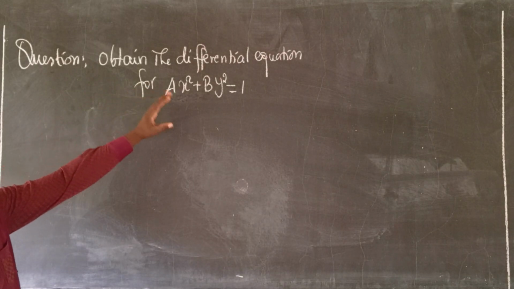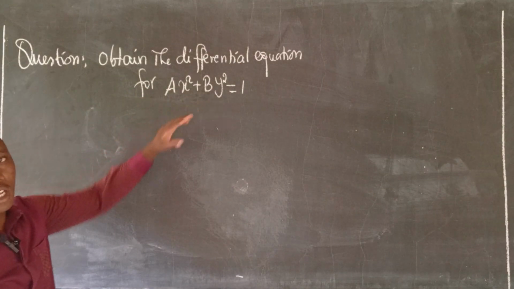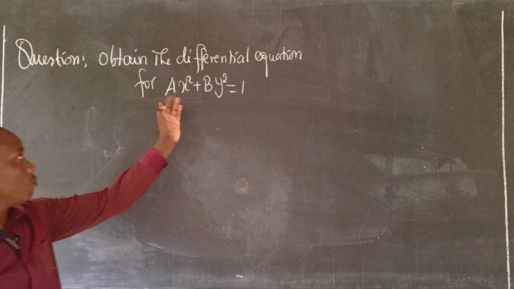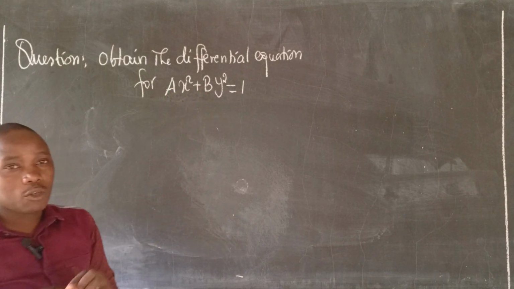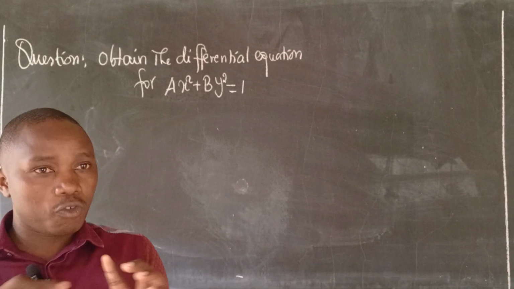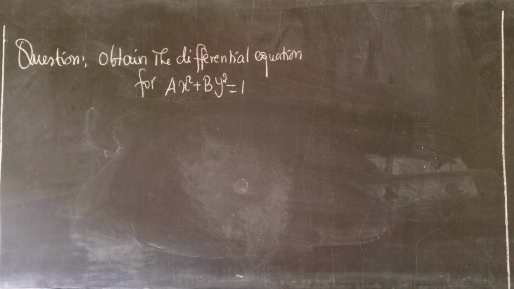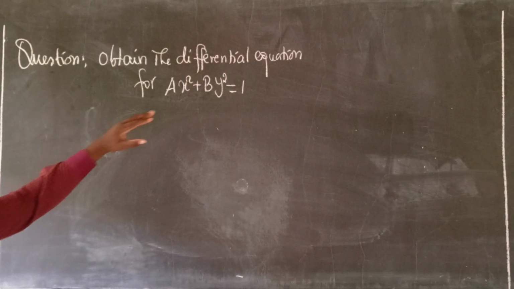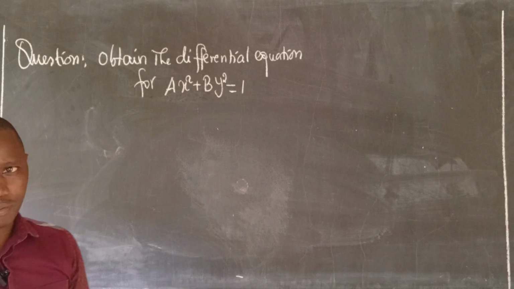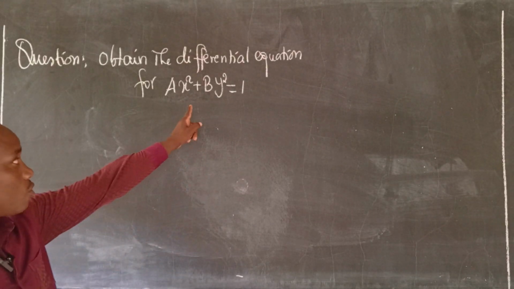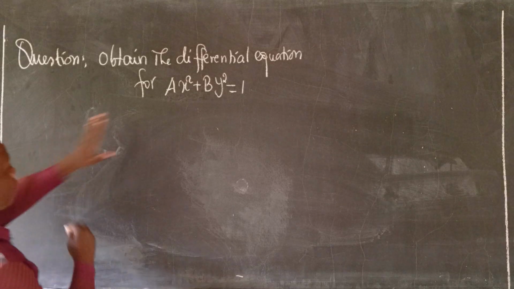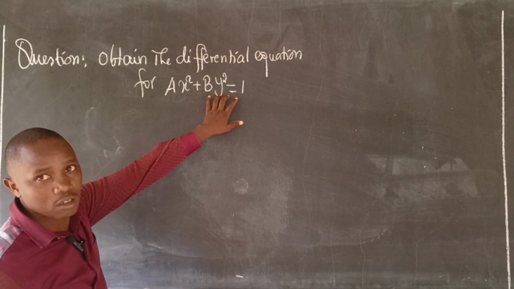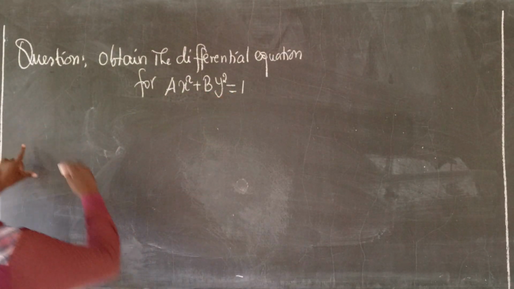To obtain the differential equation, what you want to do is to remove all the constants a and b so that the equation will be a function of y, x, and the derivatives of y. Here is what we are going to do and how we are going to do it. We are going to differentiate this equation with respect to x.